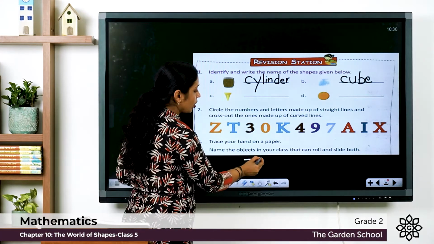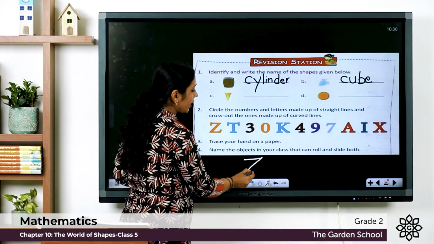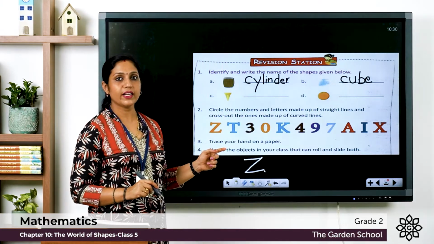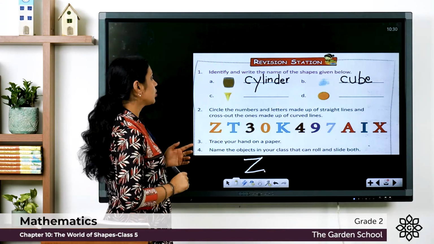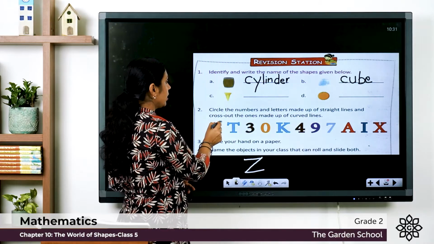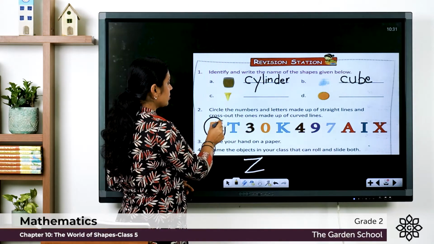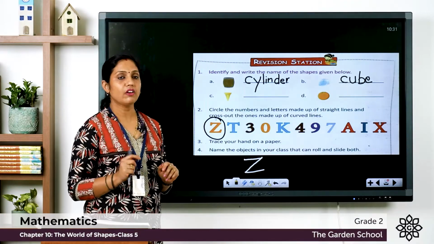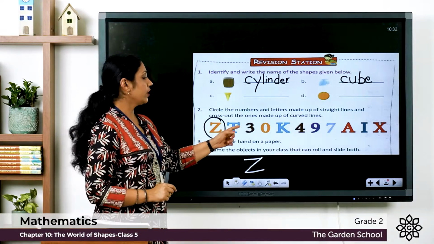You draw a horizontal line, slanting line, and again a horizontal line. So is it made of a straight line or a curved line? It's made of straight lines. So you have to circle. Circle the letter which is made of straight lines, and you have to cross out that is made of curved lines. Now look at the number 3.